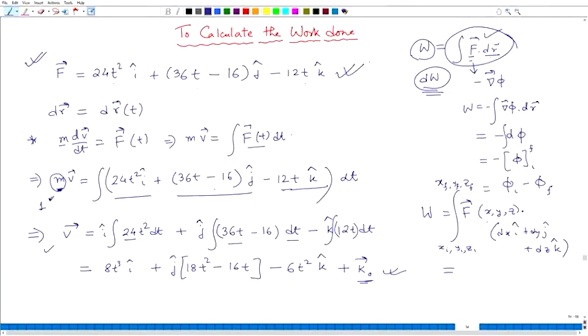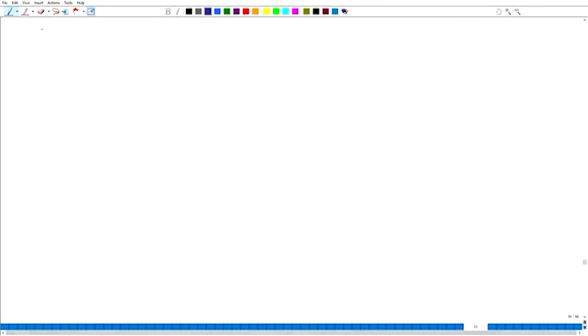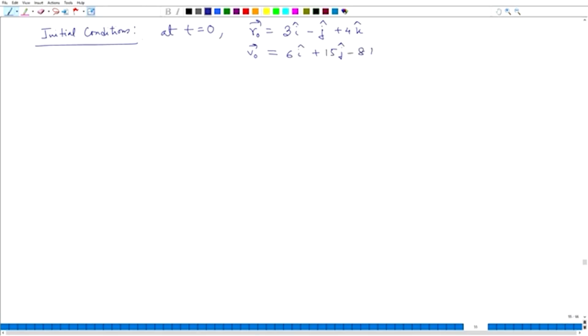So, here for this problem what we have chosen is this one. We have said the initial conditions: at t equal to 0, the particle is at r₀, which is equal to 3î minus ĵ plus 4k̂, and it has a velocity v₀ at t equal to 0, of course, which is equal to 6î plus 15ĵ minus 8k̂.